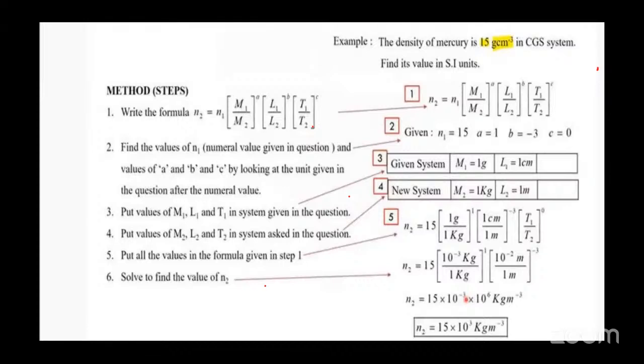Now we are asked to find its value in SI unit, that is standard form. Standard form is always MKS, that is kilogram, meter, second. So now we have to identify our parameters. The first step, remember, is to write down the formula.